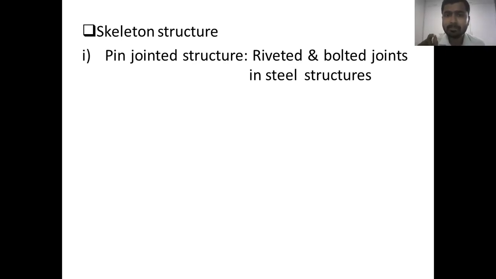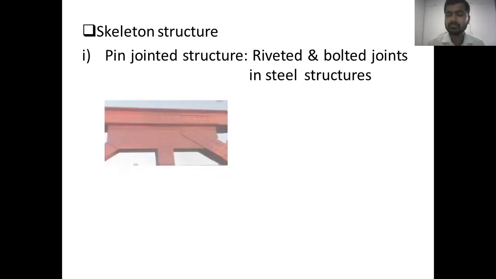Now, the example of a pin jointed structure will be riveted and bolted joints. We have a riveted joint, we have a bolted joint in steel structures. I just wanted to show you, you might get a doubt: what do you mean by a riveted joint? What do you mean by a bolted joint? Bolted, I think most of the students know, is nothing but we have a screw and a bolt and we have to just fix it. Yes or no? So these are the bolted joints. But if you see here, riveted joint.